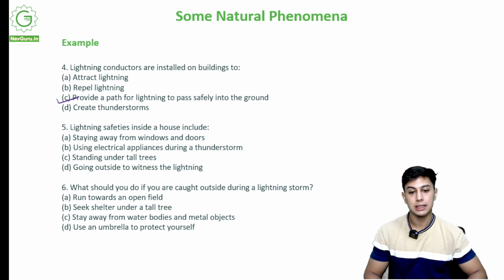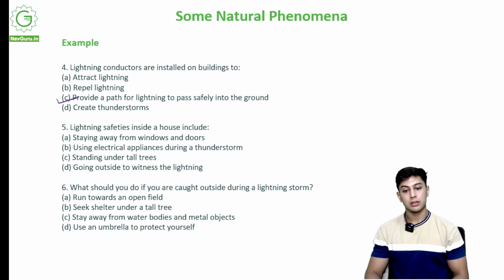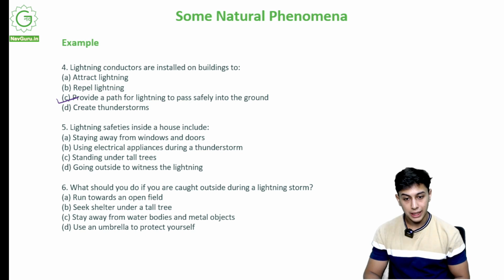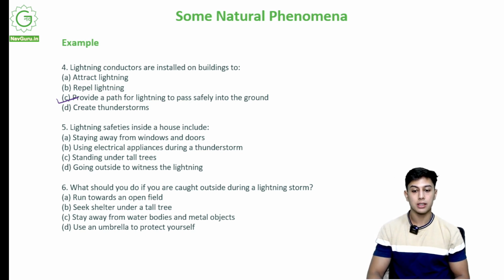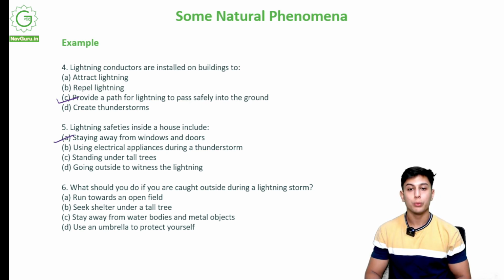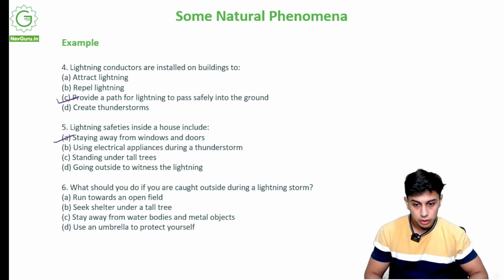Lightning safety inside a house. So lightning safety applies inside the house as well. It includes what? Staying away from windows and doors, using electrical appliances in a thunderstorm, standing under tall trees, going outside to witness the lightning. So option A, we stay away from windows and doors. We do not use electrical appliances, we stay away from trees, and we do not go out.